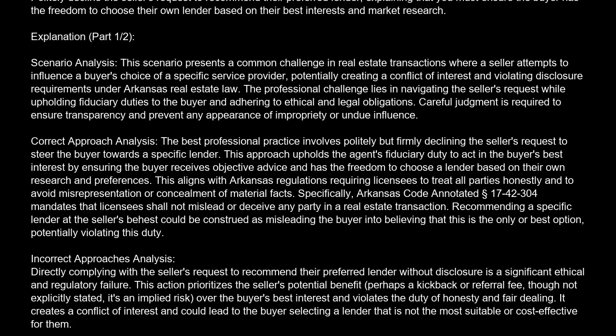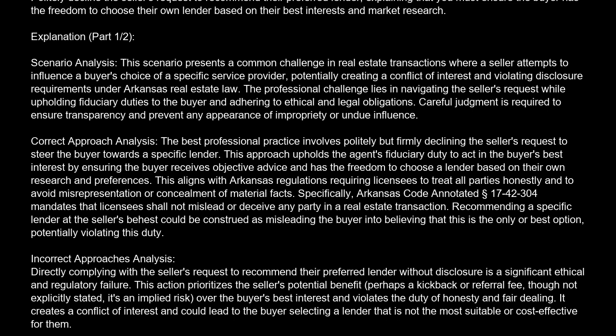This aligns with Arkansas regulations requiring licensees to treat all parties honestly and to avoid misrepresentation or concealment of material facts. Specifically, Arkansas Code Annotated Section 17-42-304 mandates that licensees shall not mislead or deceive any party in a real estate transaction. Recommending a specific lender at the seller's behest could be construed as misleading the buyer into believing that this is the only or best option, potentially violating this duty.